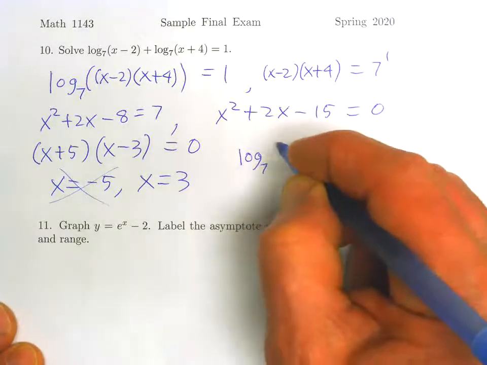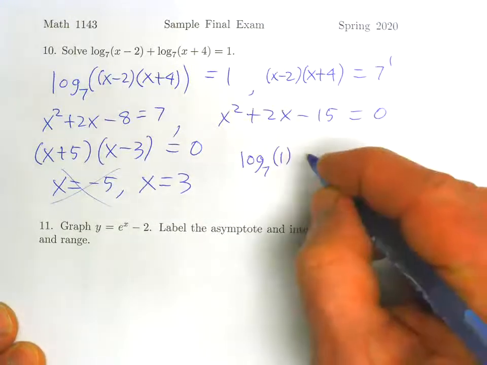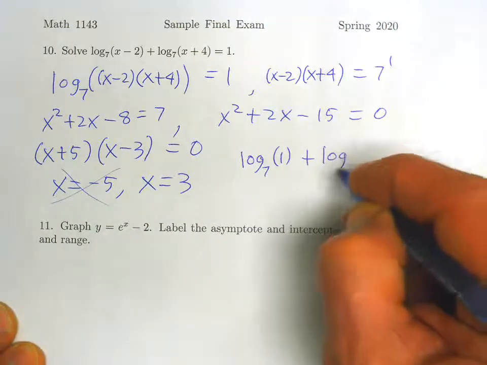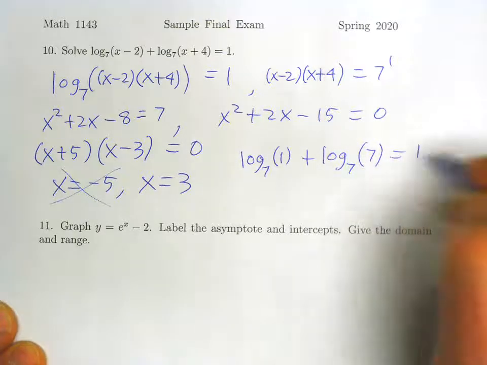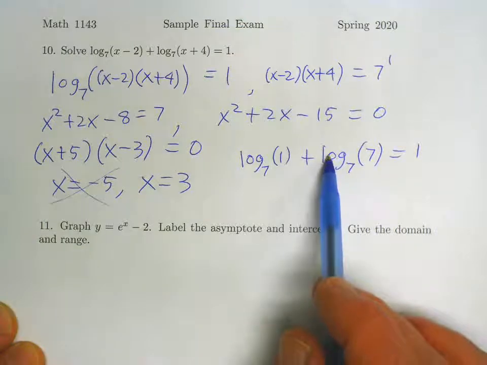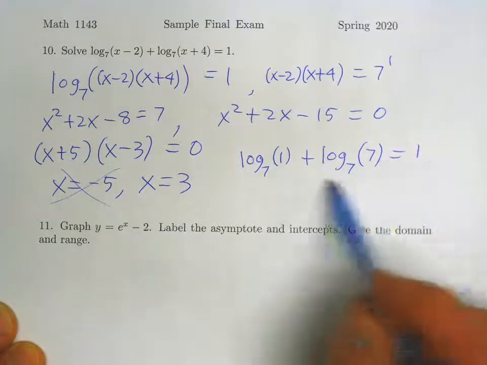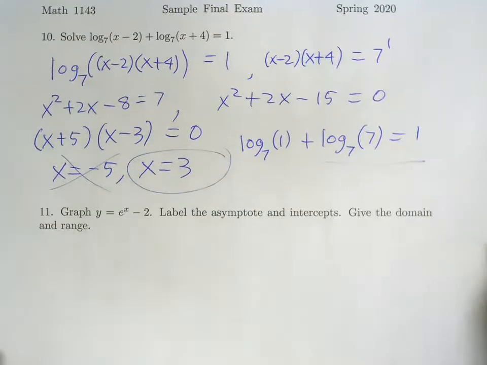So log base 7 of (3 minus 2), which is log base 7 of 1, and then plus log base 7 of 7, because 3 plus 4 is 7. Log base 7 of 1 is 0, and log base 7 of 7 equals 1, so 0 plus 1 equals 1 is true. So x equals 3 is the only solution.